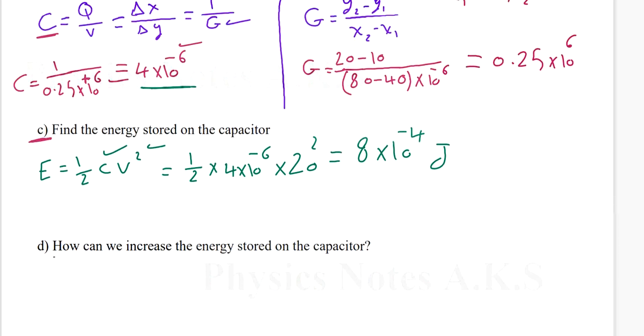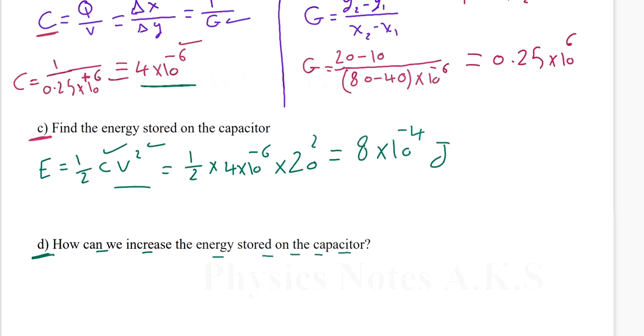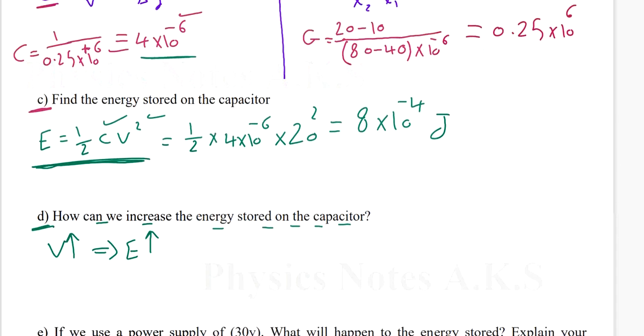In part D, they want to know how we can increase the energy stored on the capacitor. This is the formula of energy. In order to increase the energy, we can increase the voltage. If we increase the voltage, this will make the energy increase also. So we can change the power supply and use a bigger or stronger one. Another way is by increasing the capacitance, and this will make the energy increase also.